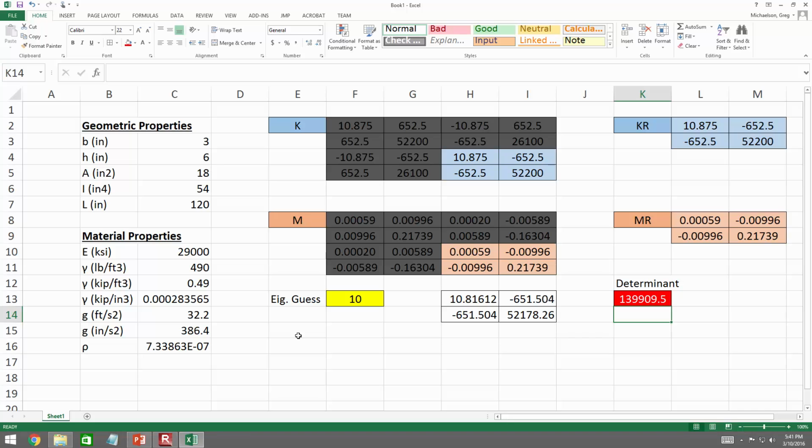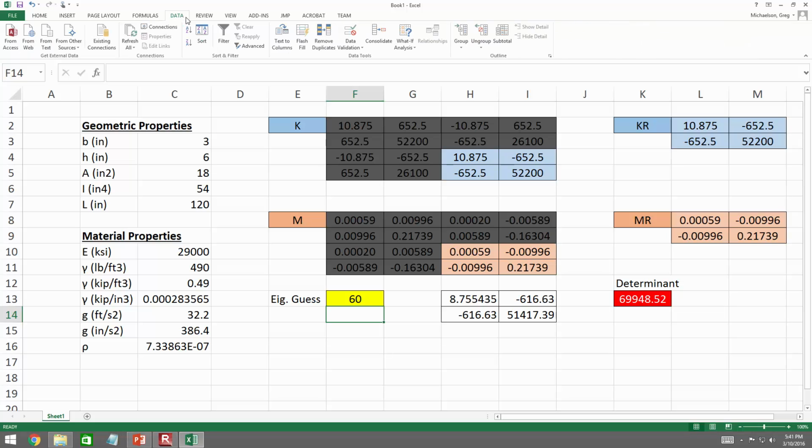So watch what happens. I guessed a value of 10, right? What happens if I make that 20? It changes the determinant, right? What happens if I make it 30? Changes the determinant. What happens if I make it 60? It changes the determinant, right? I have to make that determinant equal to 0.